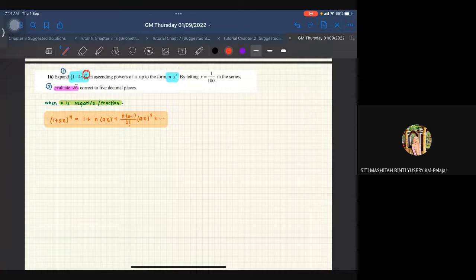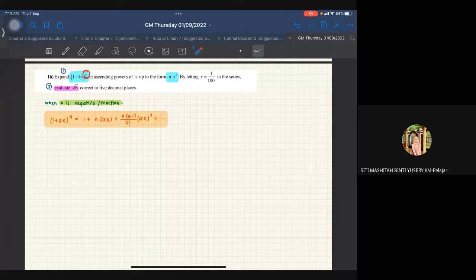Okay, so this one, okay. So kan dia cakap in ascending powers of x up to the form in x cube. So bila awak tengok dekat formula ni, kita fahamkan dulu this formula. So dia memang akan start dengan 1. Whatever it is, dia akan start dengan 1. Okay, so dia tambah dengan n. So n awak is this one, 1 over 2.